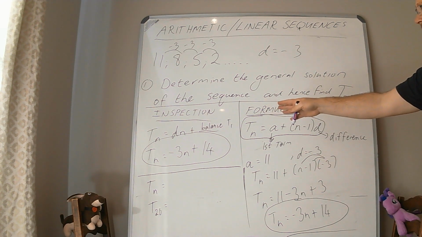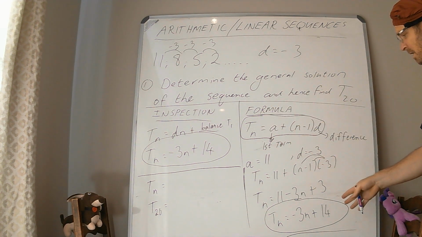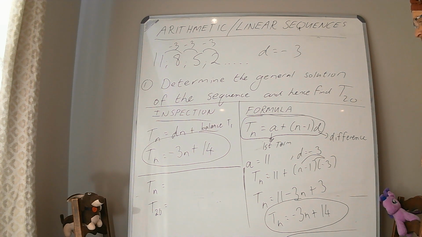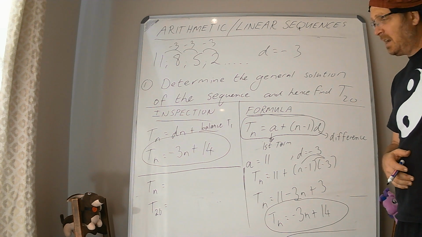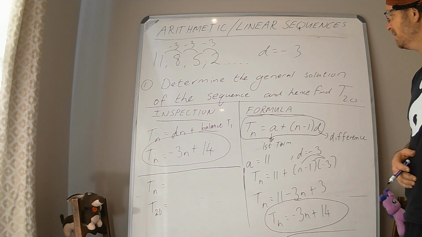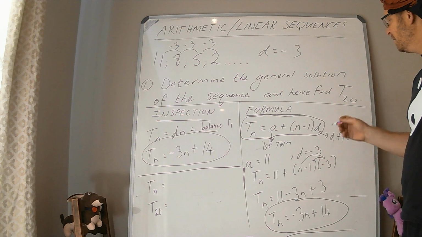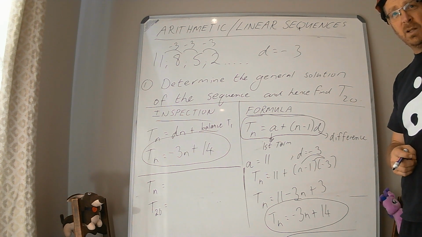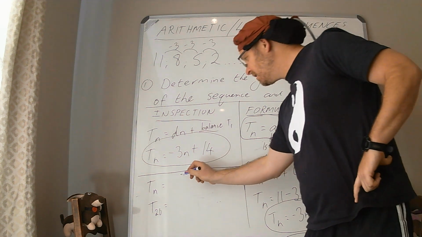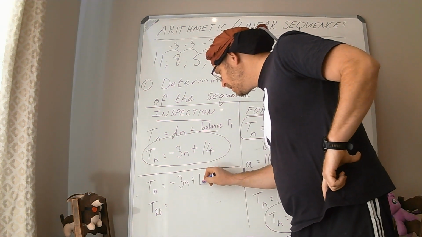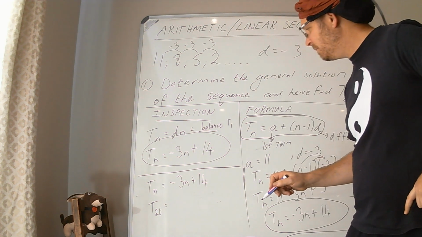So either way, it doesn't matter. You can do any arithmetic sequence by inspection, or by using the formula. So we got to a solution of term n is equal to negative 3n plus 14. And now the question is, go work out the value of term 20. That's pretty easy. So term n is minus 3n plus 14. What is it going to be?